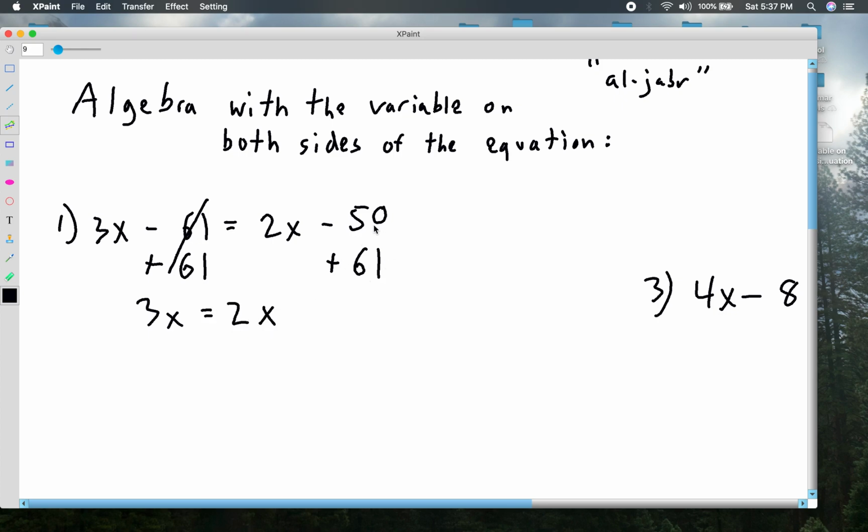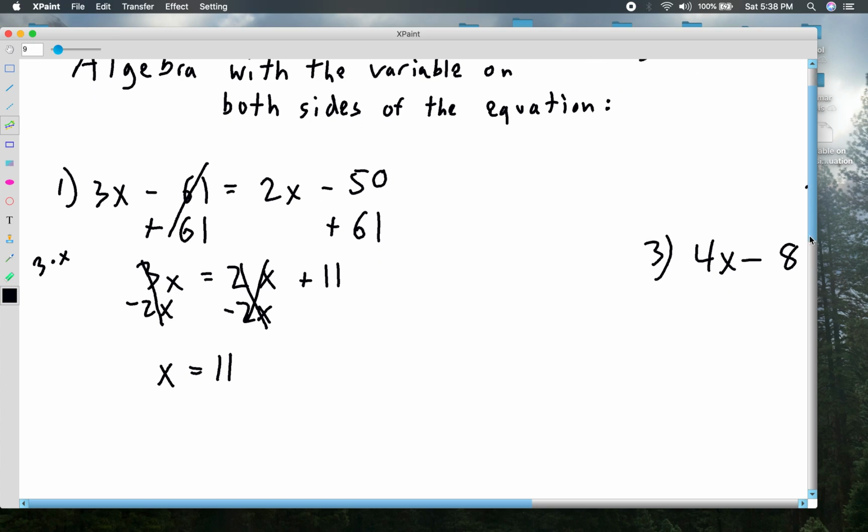Now we've got a plus 61 and a minus 50 here. So we're essentially adding 61 to a negative 50, which would take us to positive 11. And there we have that. Now I have 3x over here. And remember, 3x, when you have a number next to a variable, it just means 3 times whatever that is. So I have 3 of x, and I have 2 of x over here. When I subtract these two x's, oh, and looky there. That leaves me with x equals 11.